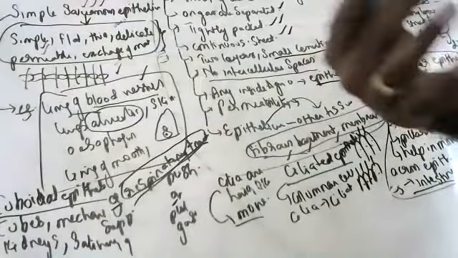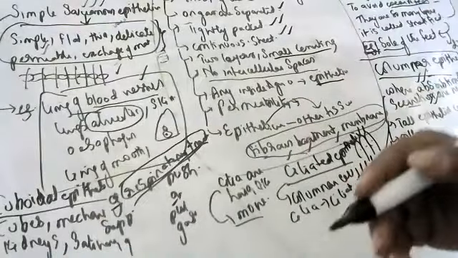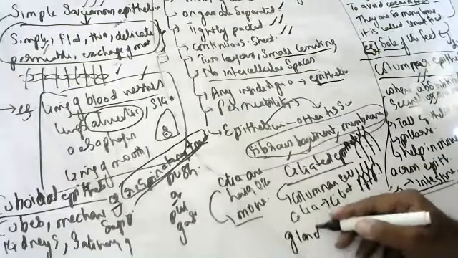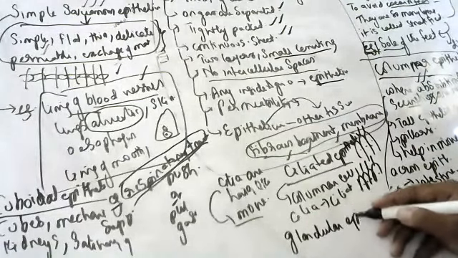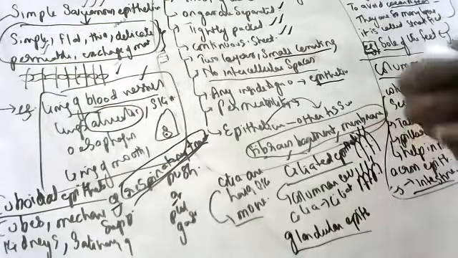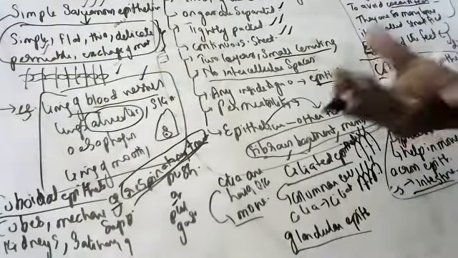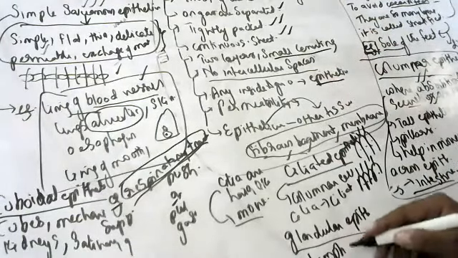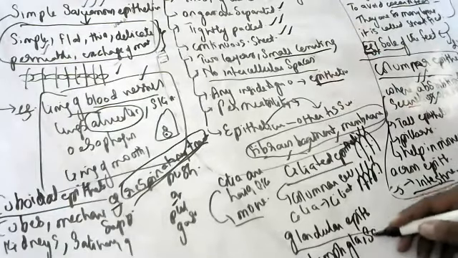Okay, children. Next, glandular epithelium, the last one. This is glandular epithelium. What will glands do, children? They secrete some substances. Example, lymph glands. Also, we have salivary glands.